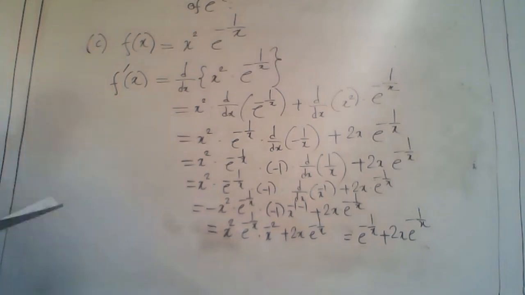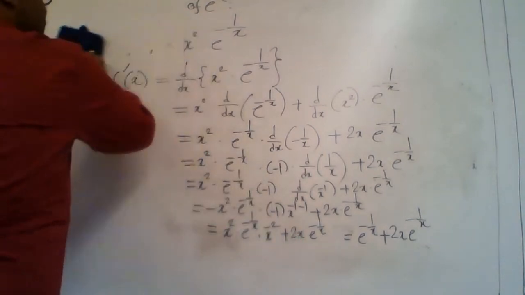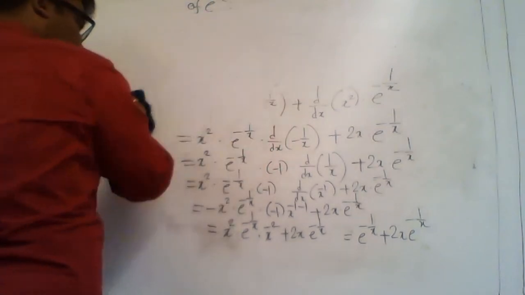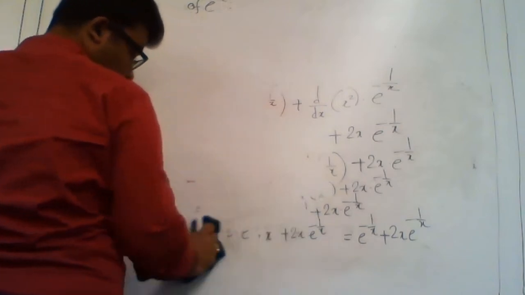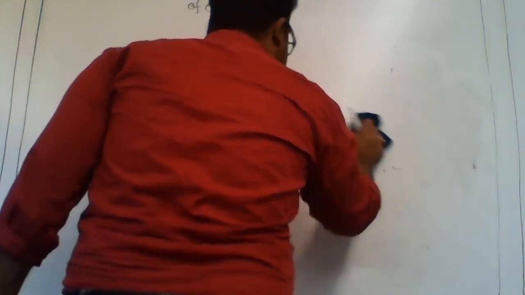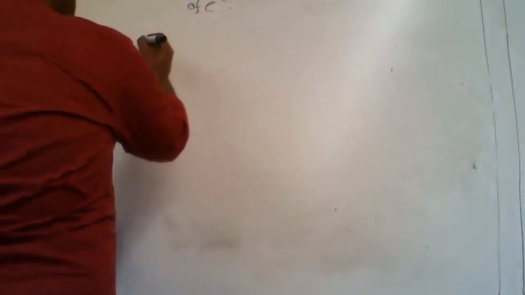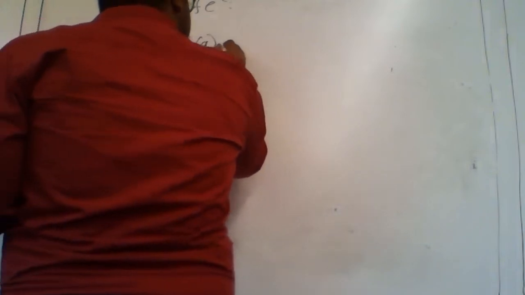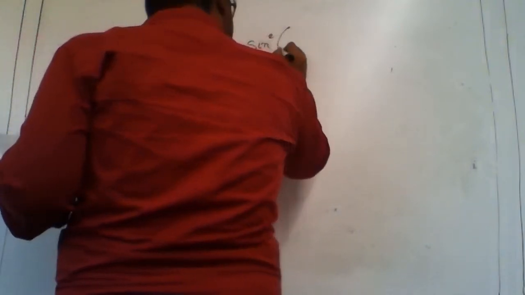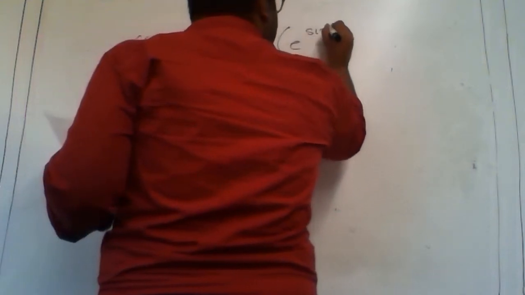Next, let's take the next problem. The next problem is D. f(x) equals sine square e to the power sine square x.